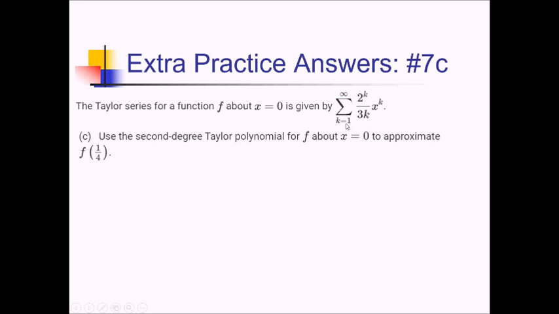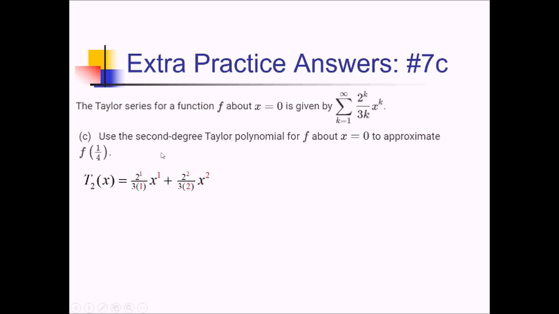So let's do that. That'll be 2 to the 1 over 3 times 1 times x to the 1. And this is just giving us, I'm going to call this T2, the second degree Taylor polynomial. So that was the first term. For the next term, we have 2 to the second over 3 times 2 times x to the second. And since we've made it up to the second power, we've got our second degree Taylor polynomial.